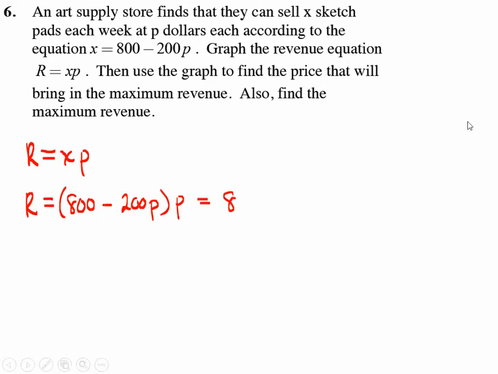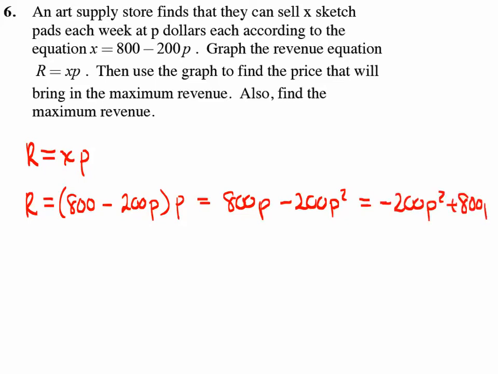All right, again, not to get bogged down with the math here, we're going to distribute the P to the 800. Distribute the P to the 200P makes P squared. And again, me personally, I don't like the fact that the P squared is at the end. I like to write them in order of degree. So negative 200P squared plus 800P. There it is.